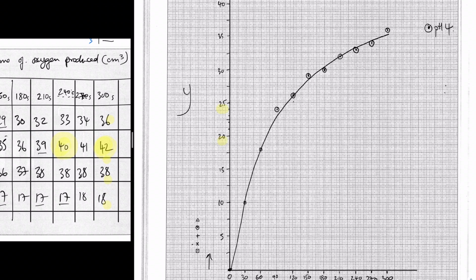You might not, if you had done this experiment for longer, you might have seen it level off. Maybe some people did, but that just depends on your experiment. And that's how you plot the data.